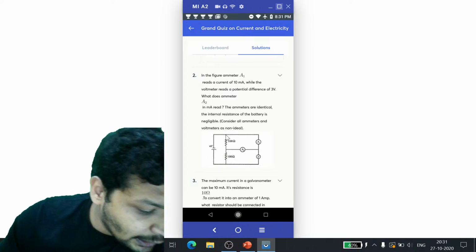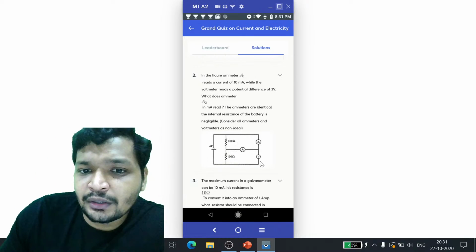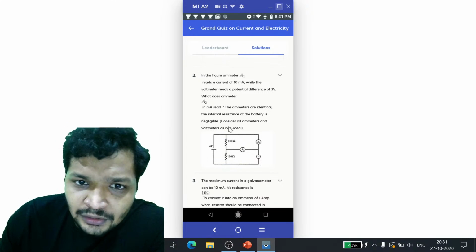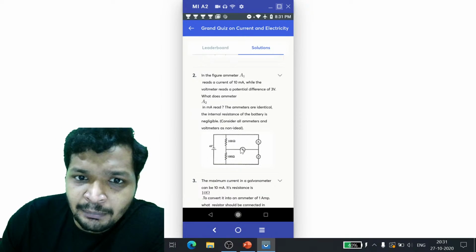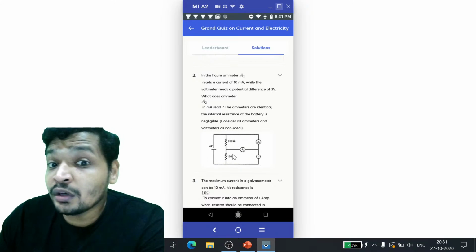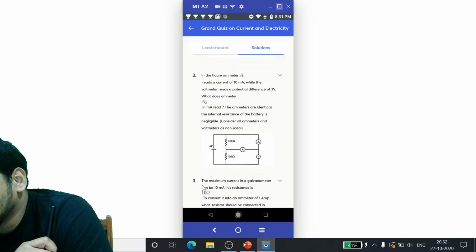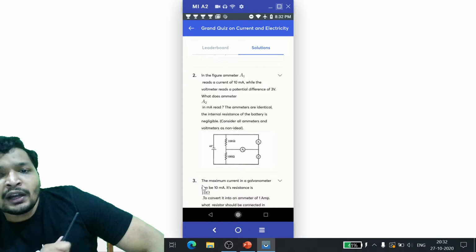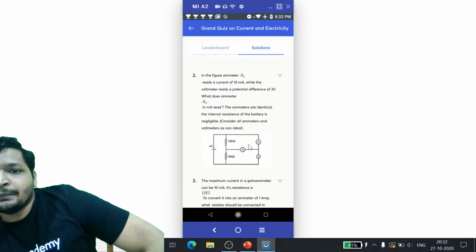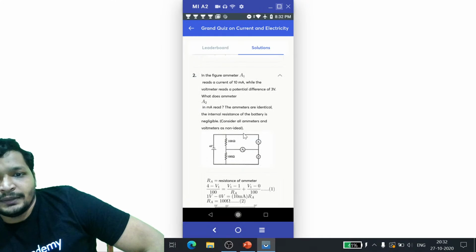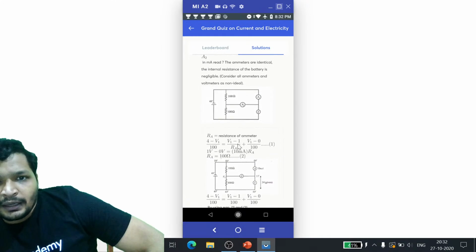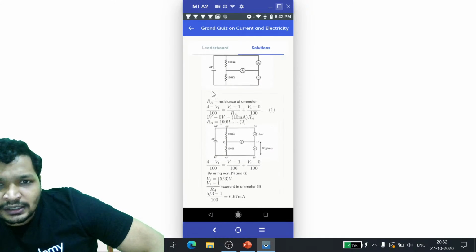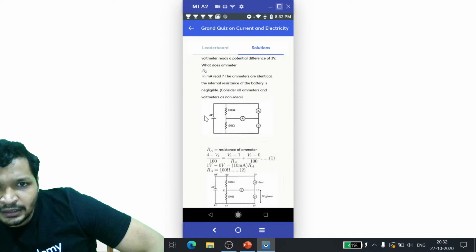There is A1, A2, and there is a voltmeter. The ammeters are identical. The internal resistance of the battery is negligible. Consider all the ammeters and voltmeters as non-ideal. Hi Prashant, hi. So if they are non-ideal, they would have some internal resistance as well. But is any hint given about the resistance? Nothing. So what was asked in the question? I don't exactly remember.